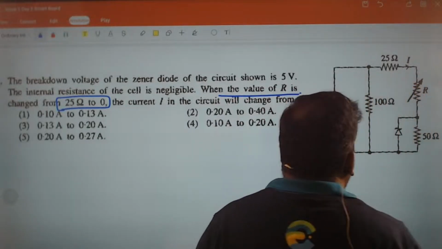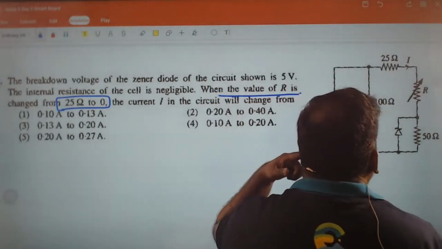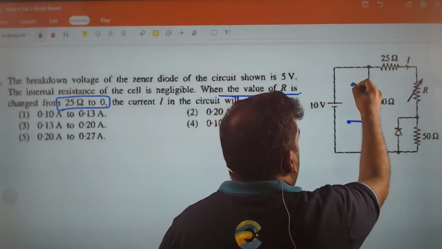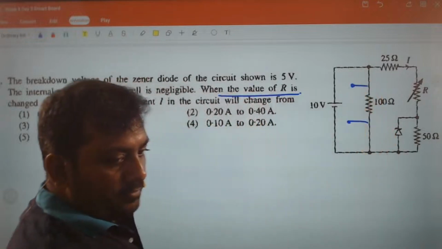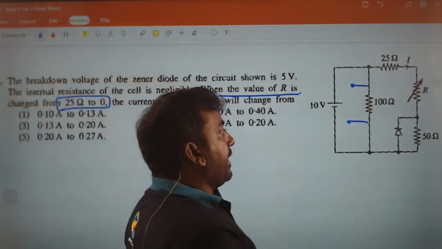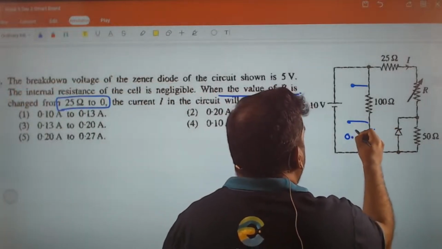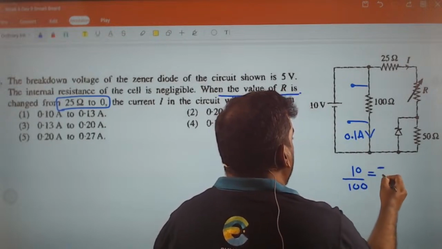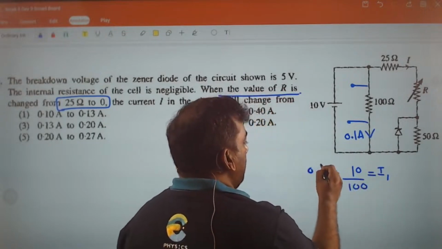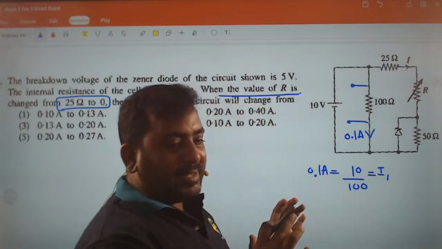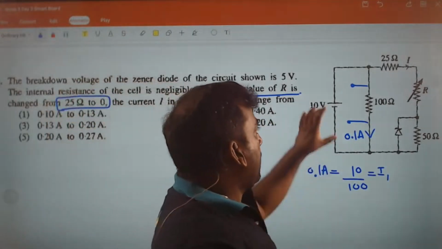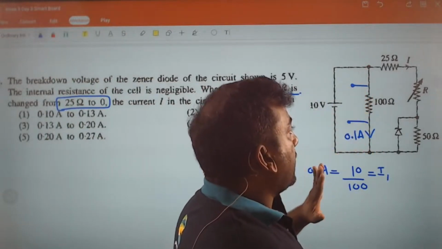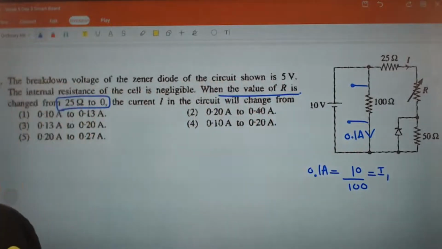Looking at this carefully, you will realize 10 volts here means 10 volts here. In one shot, find the current. 10 divided by 100 means here 0.1 amperes, so I1 is 0.1. These kinds of basic things you can directly find. Here 10 volts means here 10 volts, so 10 divided by 100 is 0.1. Right, done. Now what?